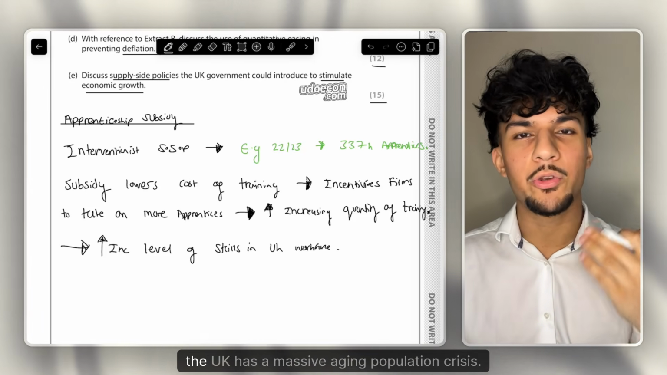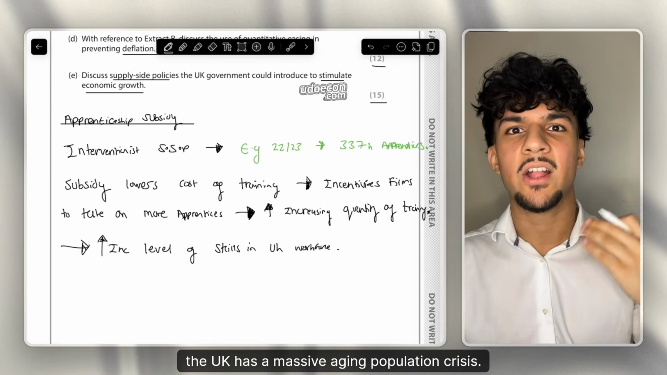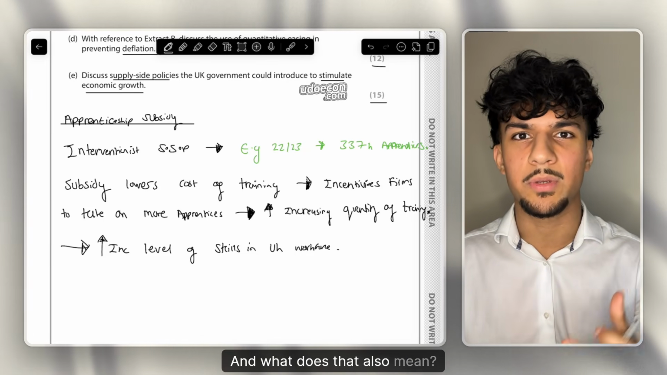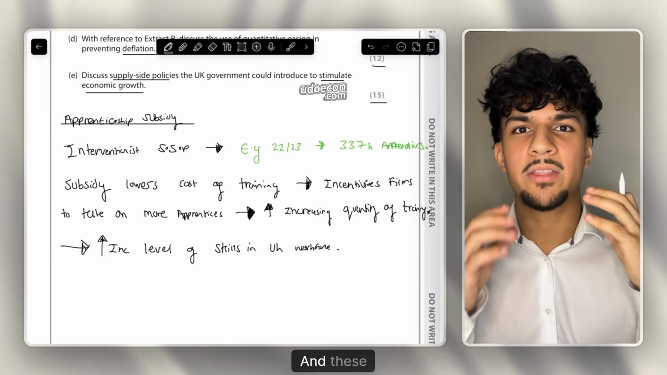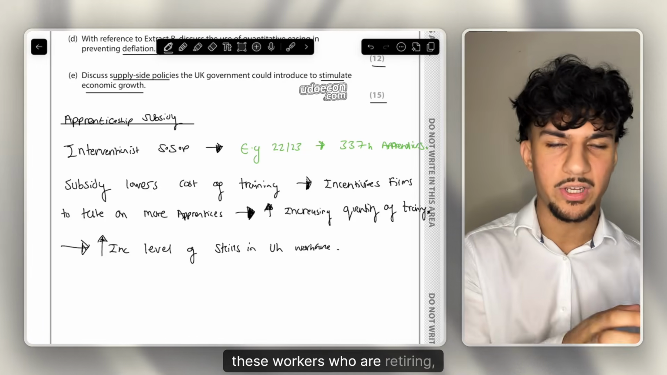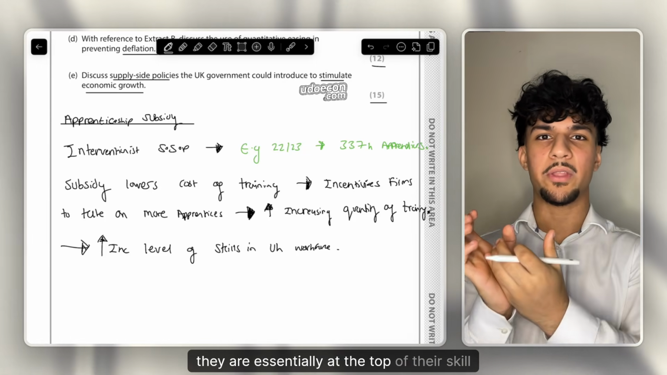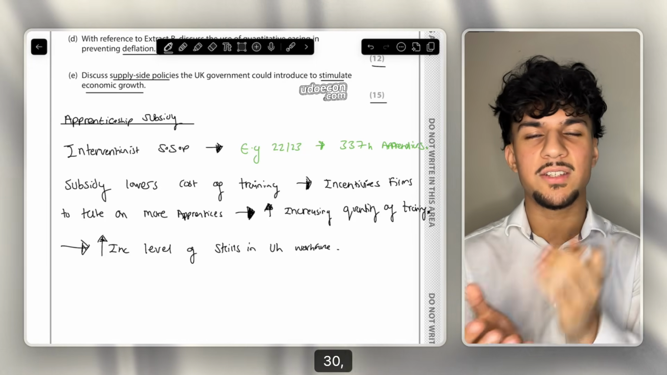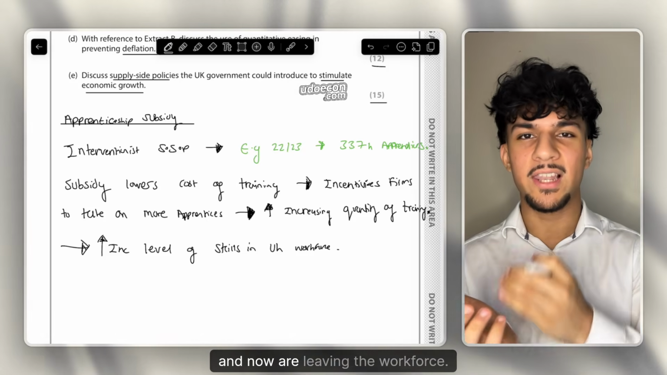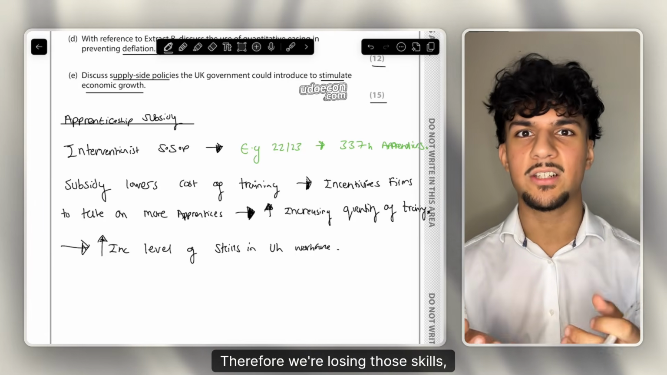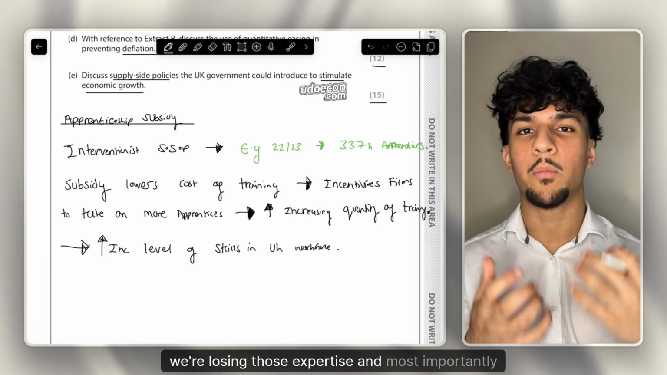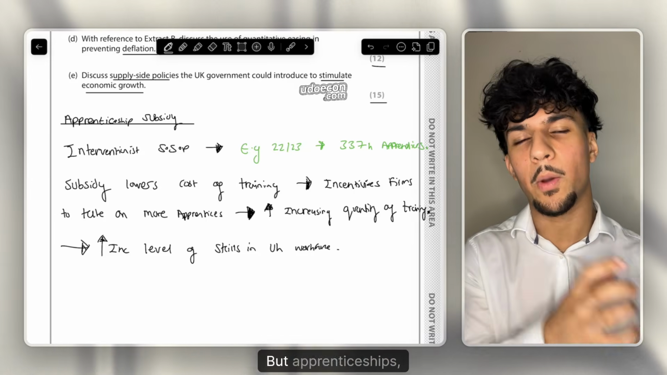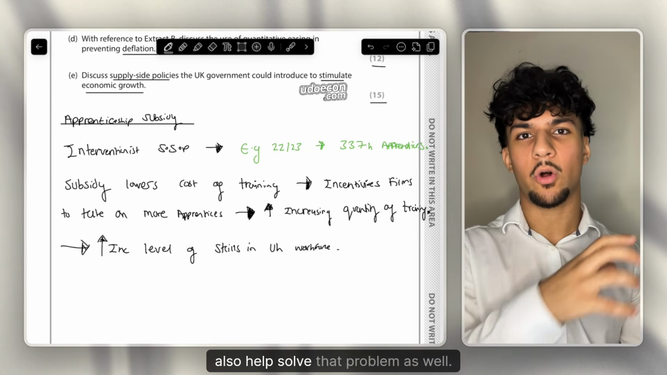There's lots of old people. And what does that also mean? It means more people are retiring. And these workers who are retiring are essentially at the top of their skill set. They've had 20, 30, 40 years of experience and now are leaving the workforce. Therefore, we're losing those skills, we're losing that expertise, and most importantly, we're losing those workers. But apprenticeships also help solve that problem as well.